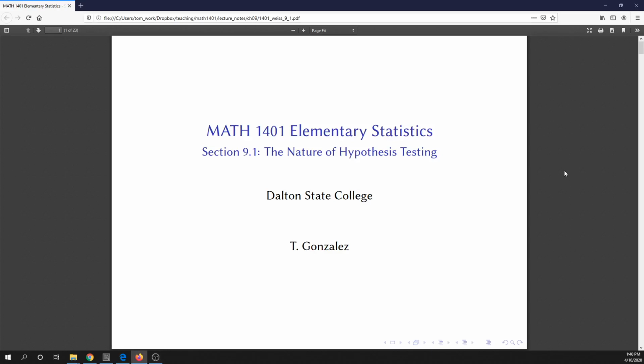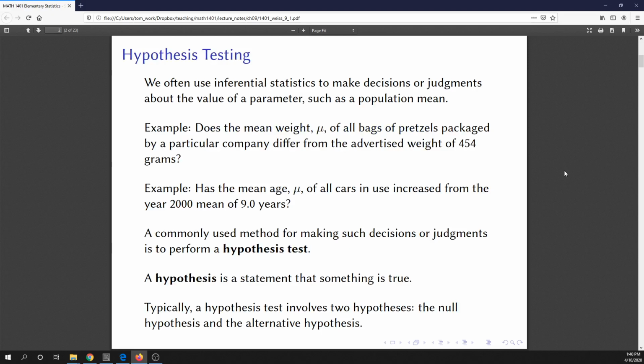In this video, we are going to talk about section 9.1 about the nature of hypothesis testing. In inferential statistics, one of the things that we need to do is to make decisions or judgments about the value of a parameter. In particular, we're going to do it for a population mean. It doesn't have to be a population mean. In general, you can make hypothesis tests about values of other parameters as well. But we are going to talk about hypothesis testing for population means.